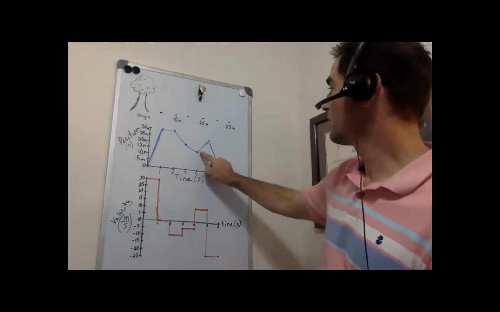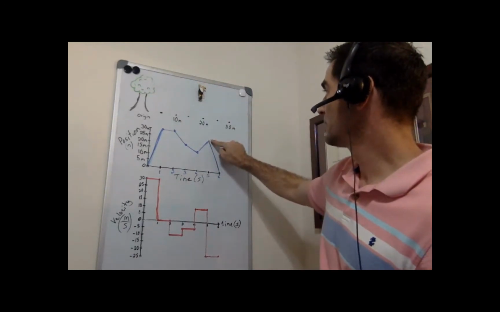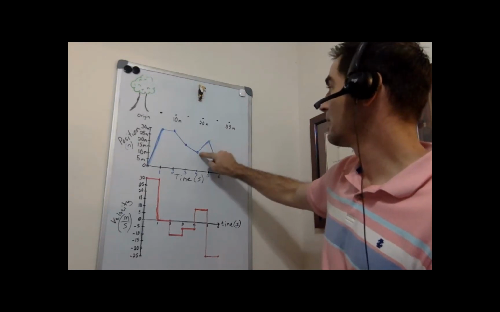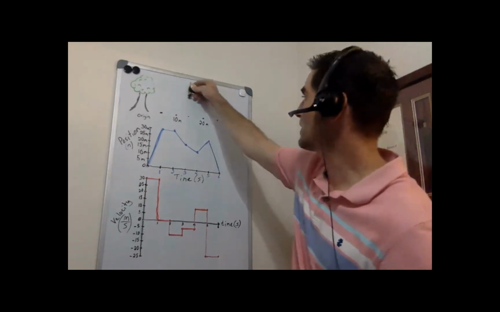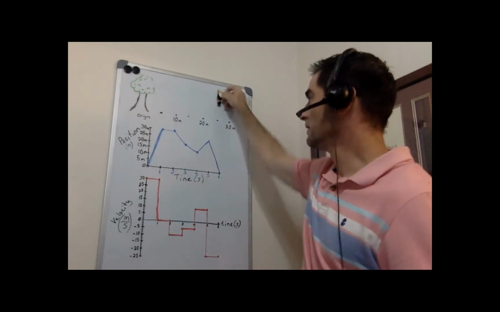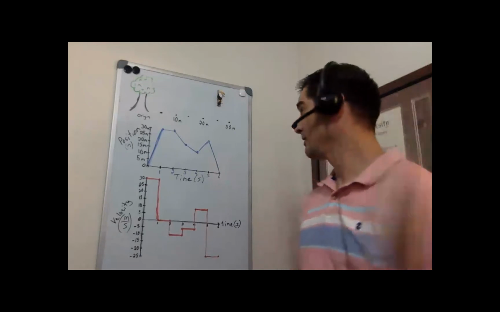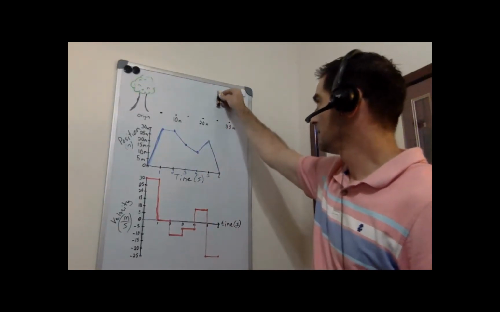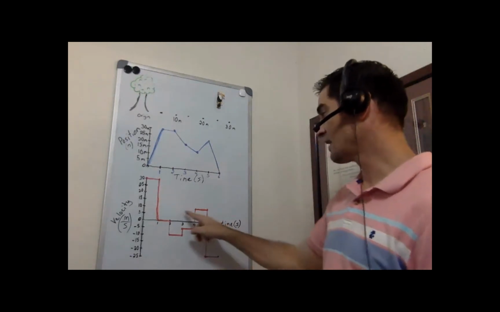Then from 4 seconds to 5 seconds, we went from 15 back to 25. So we went from here to here. The difference between 15 and 25 is 10. That's 10 meters per second.